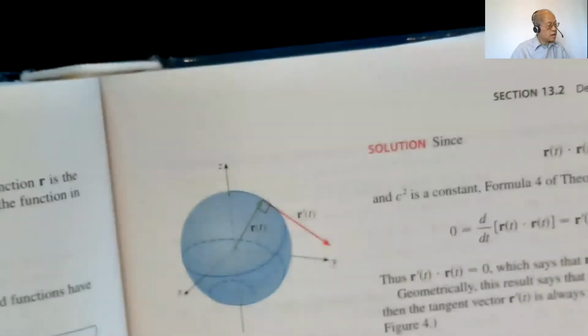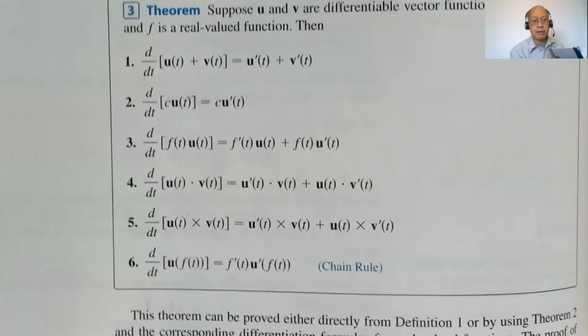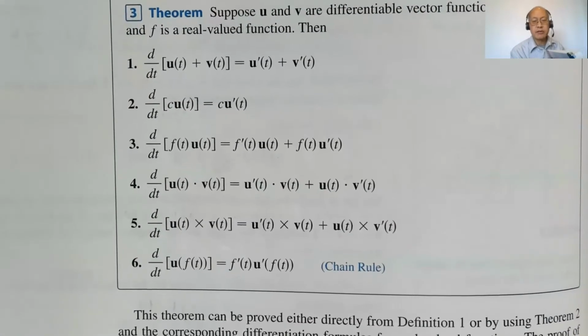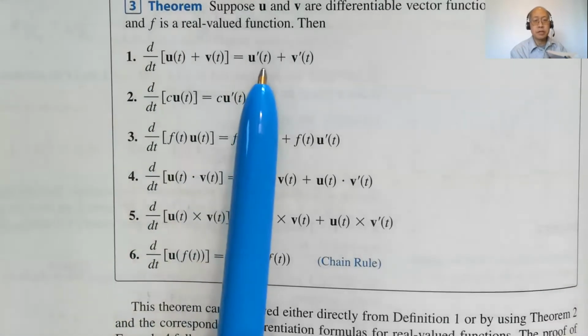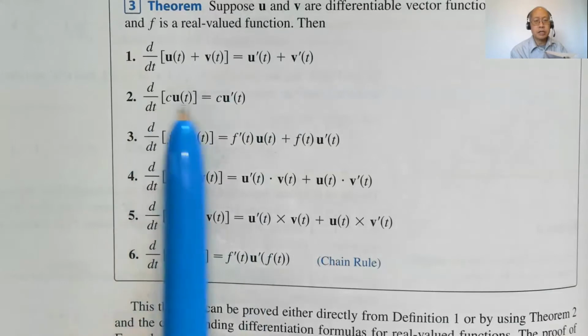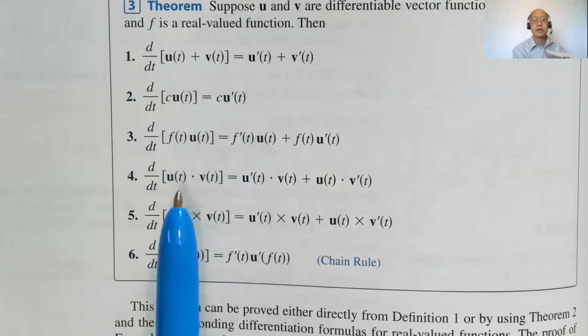All right, here are differentiation rules, page 858. You don't really have to worry about any of them, I don't think. They're either very obvious or we don't need them that much. Derivative of a sum is the sum of the derivatives. Derivative of a constant times a function is a constant times the derivative of the function. It looks pretty much like Calc 1.